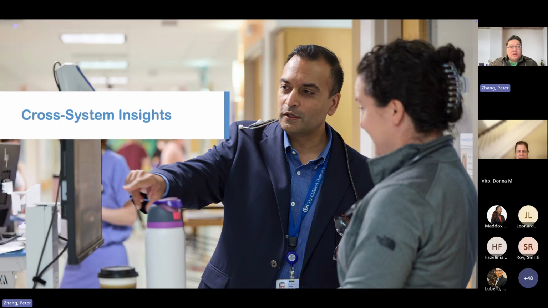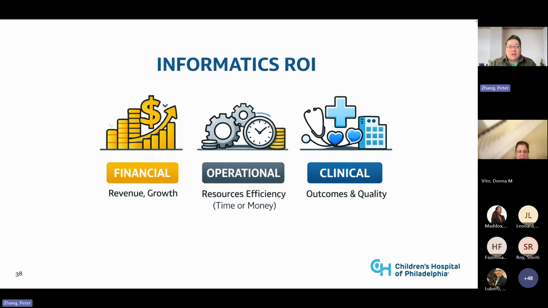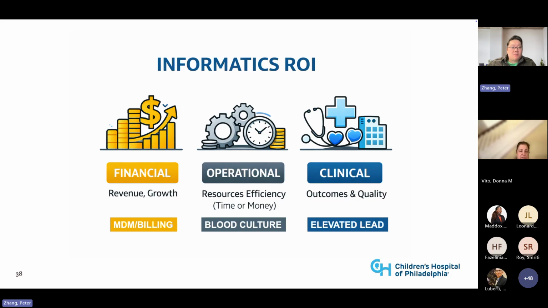So now that we've seen 3 different interventions at 3 systems, what did we learn? Each project, I felt, added value and fit nicely into each of these categories. The billing project very obviously affected professional fees, which falls into the financial ROI. The blood culture project preserved an operational resource. There was a shortage of blood cultures, and our intervention decreased the rate of that usage. And of course, the elevated lead project focused on clinical outcomes and follow-up metrics.